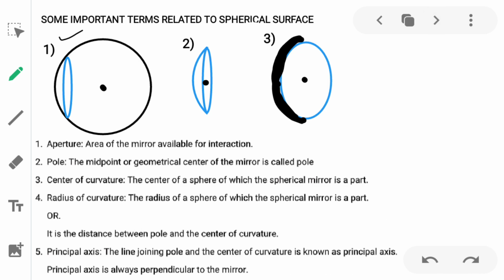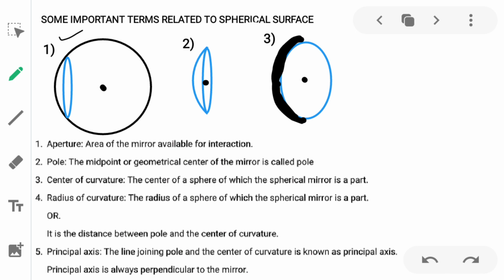Now we'll see some important terms related to curved mirrors, how these curved mirrors are formed. These curved mirrors are also called spherical mirrors or spherical surfaces. Why are they called spherical? Because they are taken from a sphere. They are a part of a sphere.